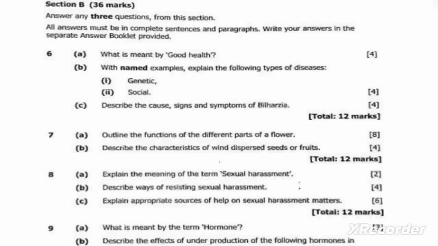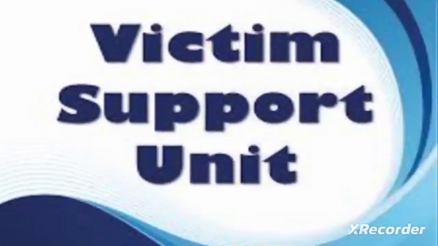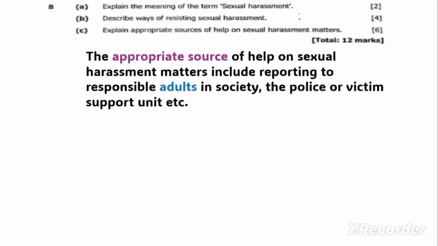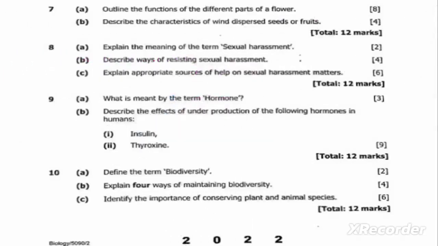The next question, explain appropriate sources of help. Where can we seek help on sexual harassment? The appropriate sources of help on sexual harassment matters include reporting to responsible adults in society, the police, and the victim support unit. So these are some of the sources where we can seek help on sexual harassment.